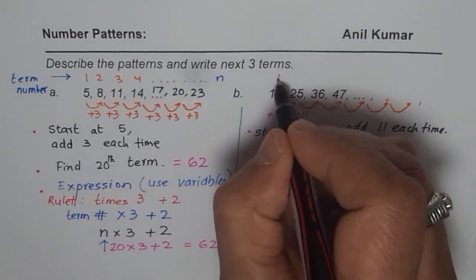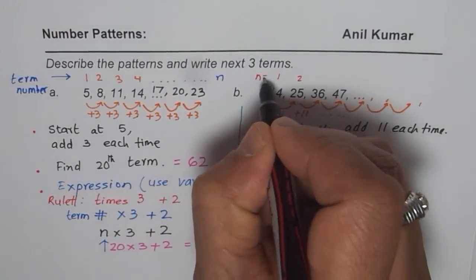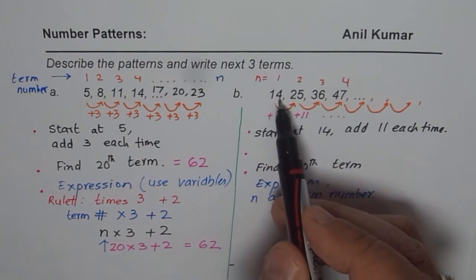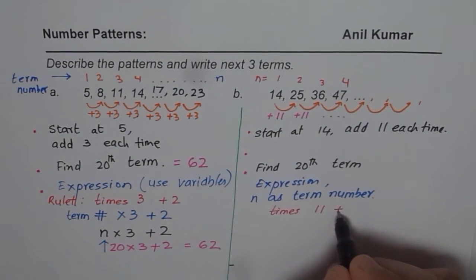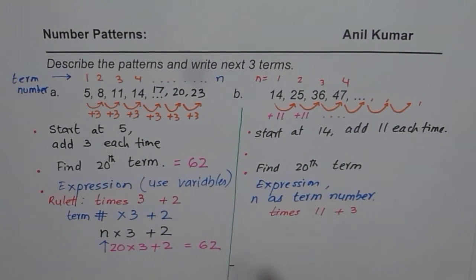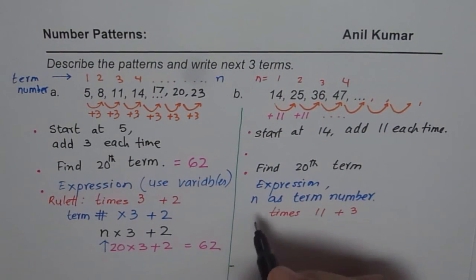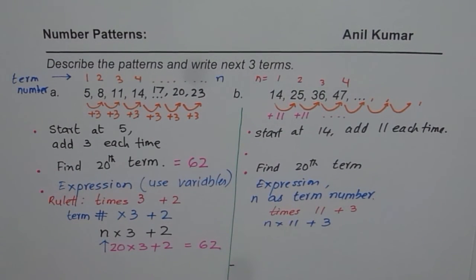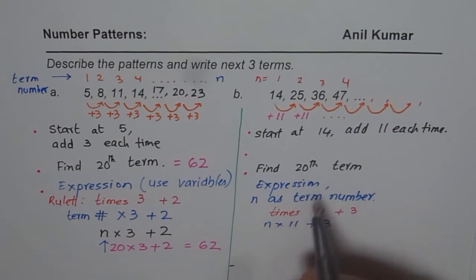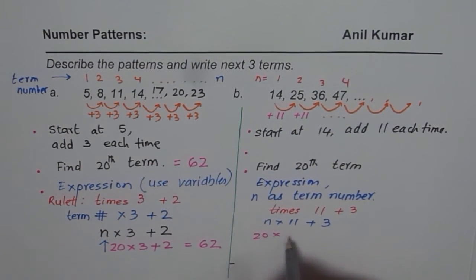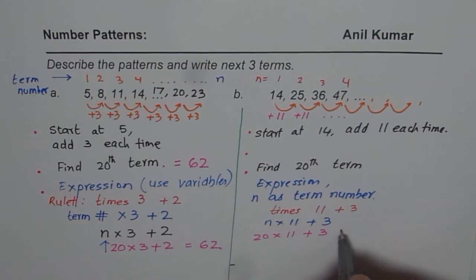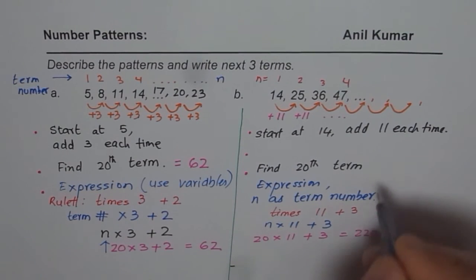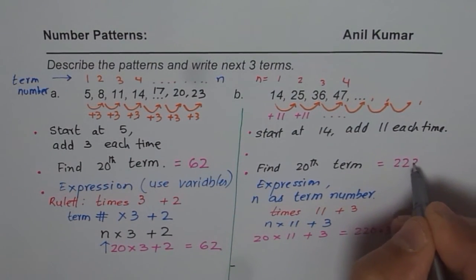What is, this is our first term. So let's write down, term number is 1, 2, these are values of n. 1, 2, 3, 4. 11 times 1 is 11. How do I get 14? You get by adding 3 to that. That is your rule now. So you could write your expression as n times 11 plus 3. To get the 20th term, you will write 20 times 11 plus 3. That is 220 plus 3, or 223. So we get this number as 223, right?